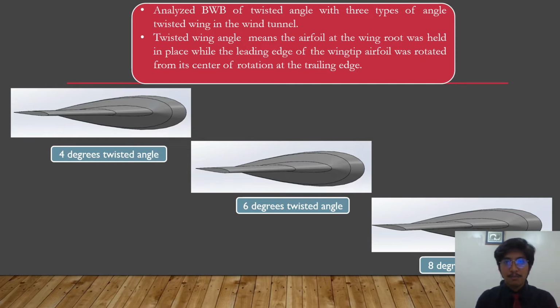Next, in this research, I will use the short fuselage body for the blended wing body aircraft. Three types of model were used to analyze in the wind tunnel, where each of the models has a different twisted angle on the wing.